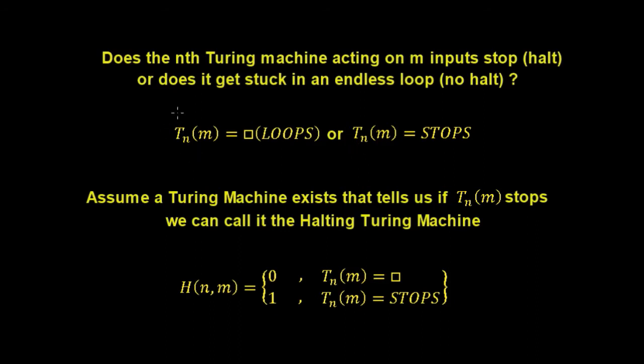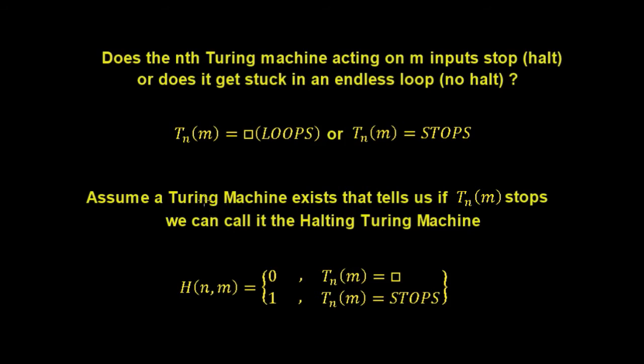So we're looking for the T subscript n,m, the nth Turing machine acting on the m inputs, and we want to know that this Turing machine tells us whether all other Turing machines will actually loop, and we can put a little square box as being looping, or whether they stop. Okay, so it's just a magic algorithm that tells us whether all our other algorithms will actually stop and give us an answer, or whether they'll just get stuck in an endless loop.